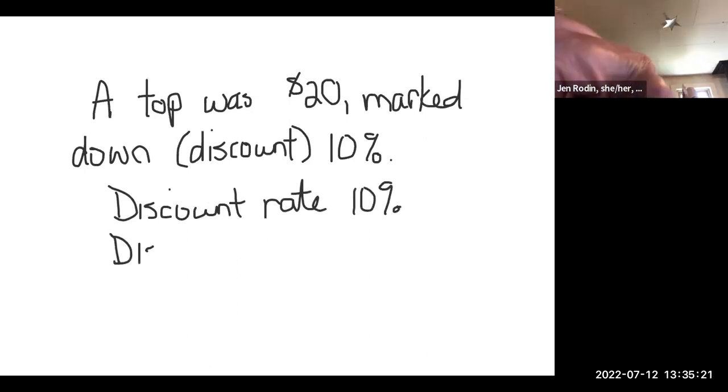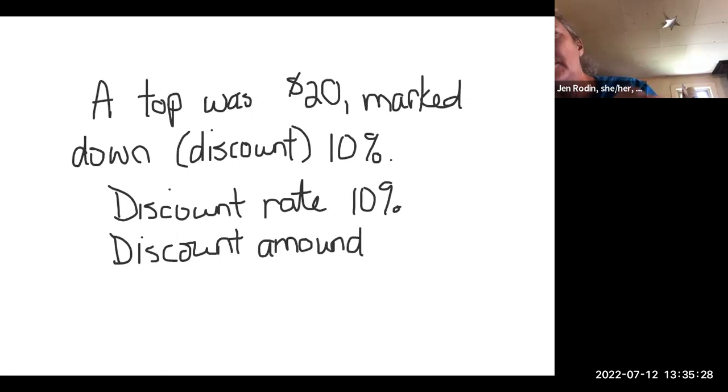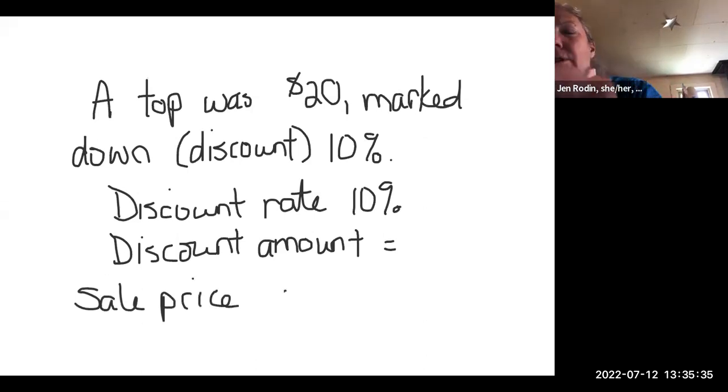The discount amount is how much you're going to take off. And the sale price is going to be the new price. So first, what's 10% of 20? Anybody could just say it out loud or answer to me. And I'm going to show how to find it in case anyone didn't know. 10% as a decimal times 20.